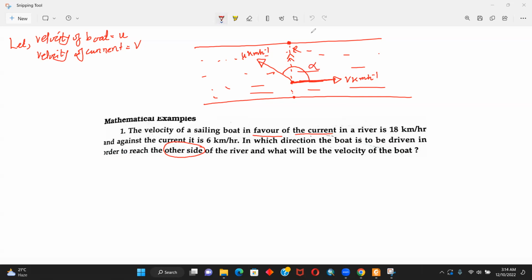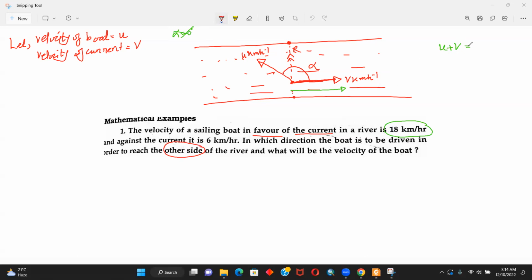That means if I row the boat in this direction, then the velocity is 18 kilometers per hour. So in that case, won't the velocity be u plus v? Because both the vectors are going in the same direction, the resultant will be p plus q. Remember, in case of alpha equals 0 degree. So what will u plus v equal to?